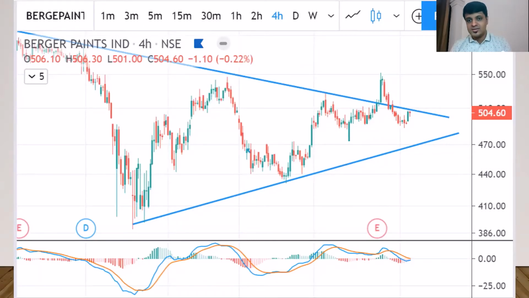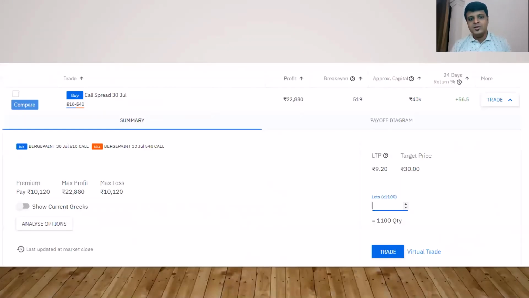Again, the technical chart is there, the option chain is there. So I went to Sensibull and asked them, hey, I feel that Berger Paints is bullish. It's going to go to 550. What do you think? What's the best option you can give me? And they gave me a 510 call option buy and a 540 call option sell.